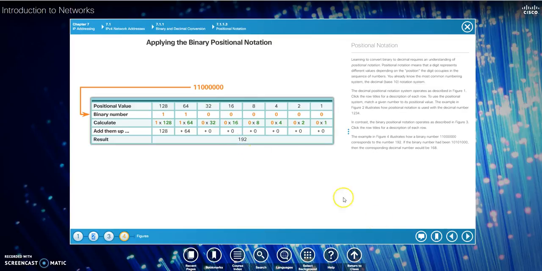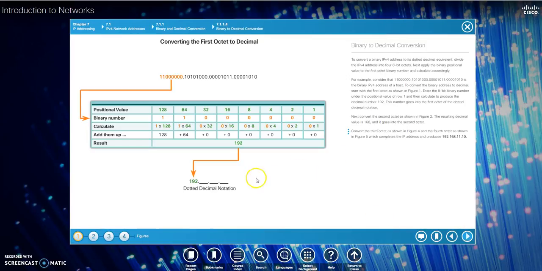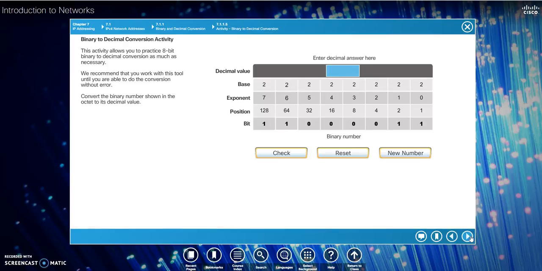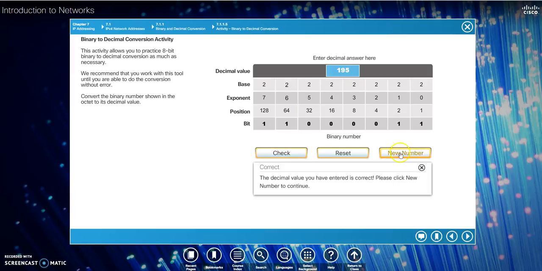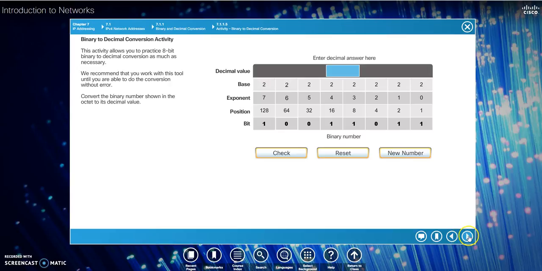Together you get 192. I have some worksheets you asked for, some of you emailed me about. I'll be using them. So this is how we do it. We take the binary parts one by one, and we go through and do this adding to come up with our dotted decimal notation. You'll need to be able to convert back and forth. So in this case, we have 1, 1, 0, 0, 0, 0, 1, 1, so it's 192, 194, 195. Yay! And you can get new numbers. Try them out. Good practice.